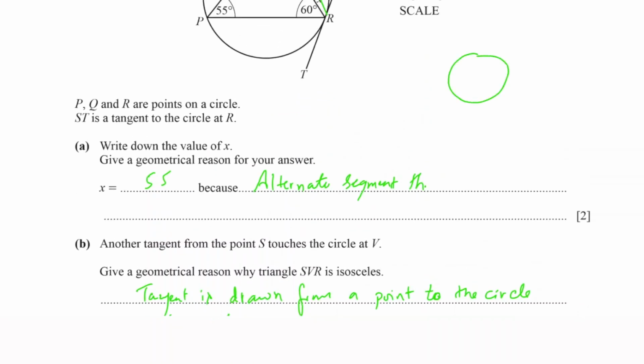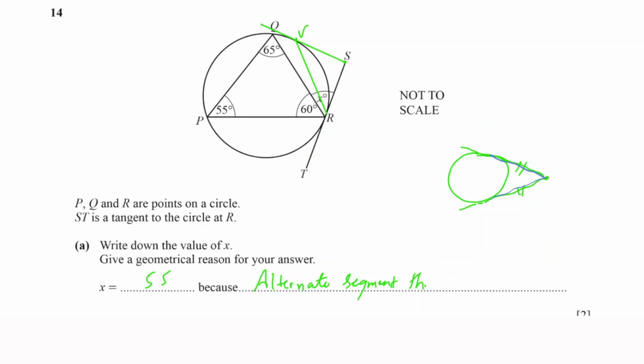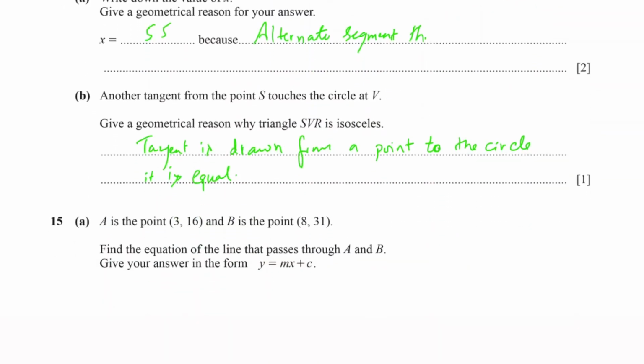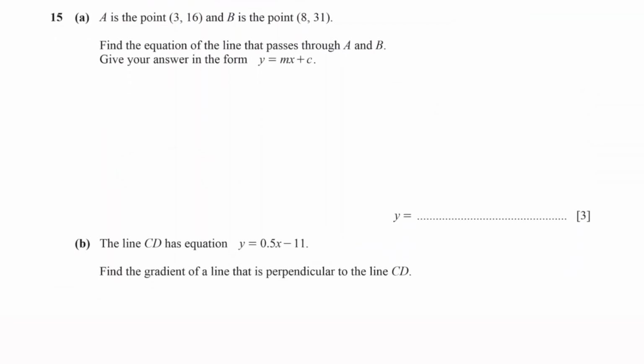Something like this. If we are drawing a tangent from the same point, right? From this point, if I draw a tangent, and from the same point I draw another tangent, then these two lengths will be equal to each other. Keep it in mind, these two lengths will be equal to each other. This is actually the property of a circle. So that's why this is an isosceles triangle, because when two sides of a triangle are equal, it's an isosceles triangle. So we can write this. So let's move on. Question number 15.